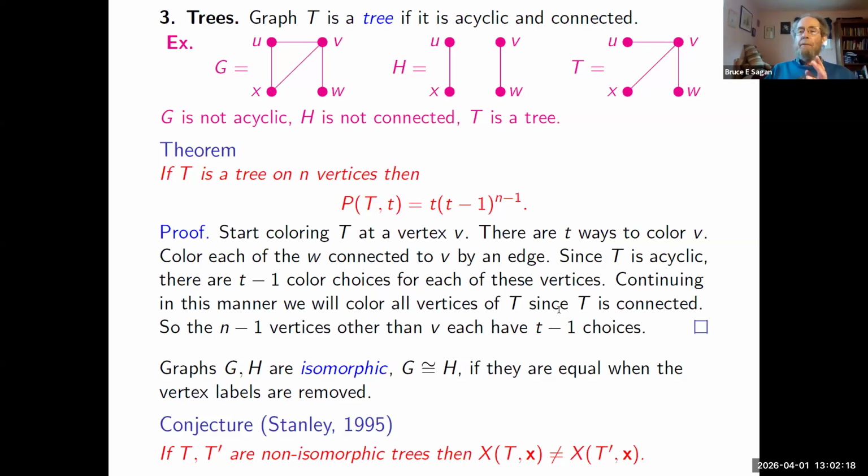And these were relatively simple graphs. I think, if I remember, they were graphs on like 6 vertices. So you didn't even have to go very far to find equality for non-isomorphic graphs. But somehow trees seem to have this weird property.